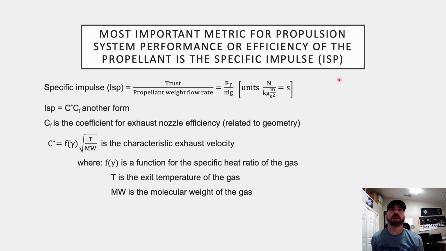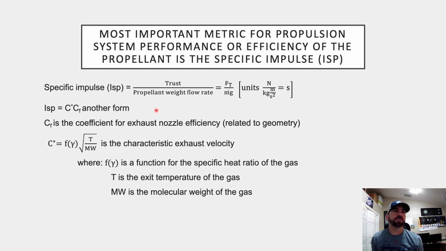Probably the most important metric for propulsion systems is the performance or efficiency of the propellant that is being used, and it is called the specific impulse, Isp. Here is a relationship for the specific impulse, and it's basically the thrust divided by the propellant weight flow rate, and it has units of seconds.